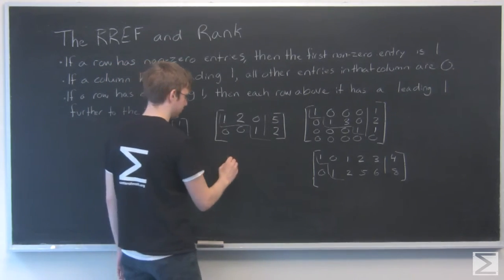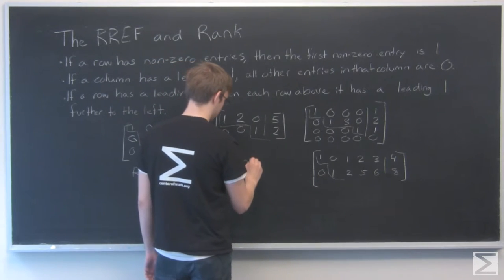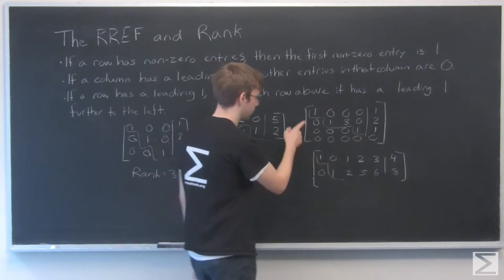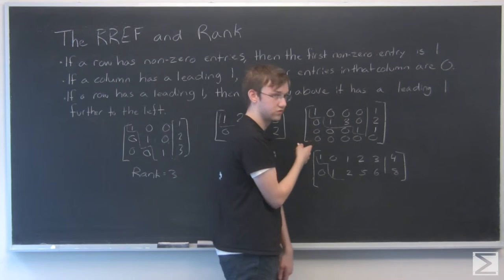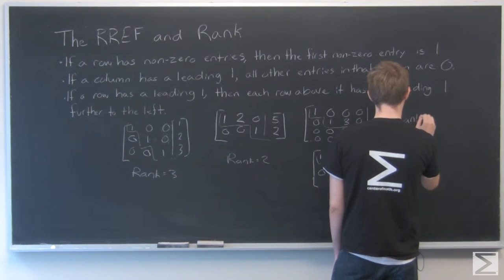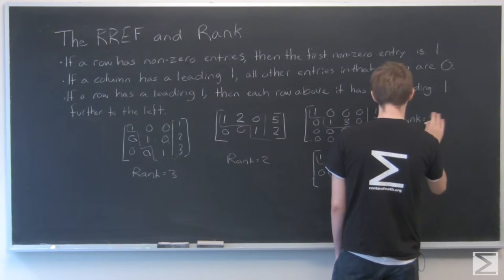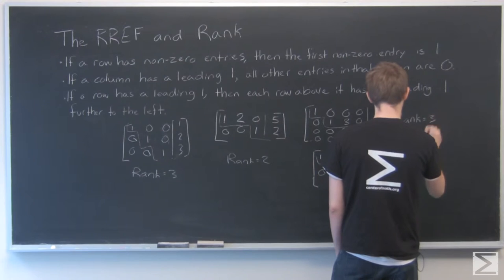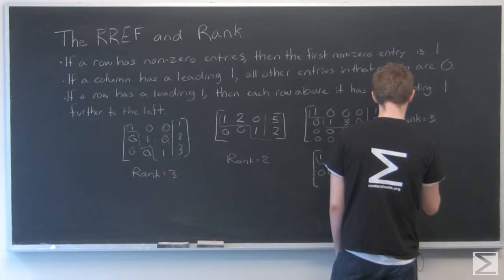Here, it has a rank of 2. This one has a rank of 3, because there's one completely zero row. Sorry, 3. I can't count. This one has a rank of 2.